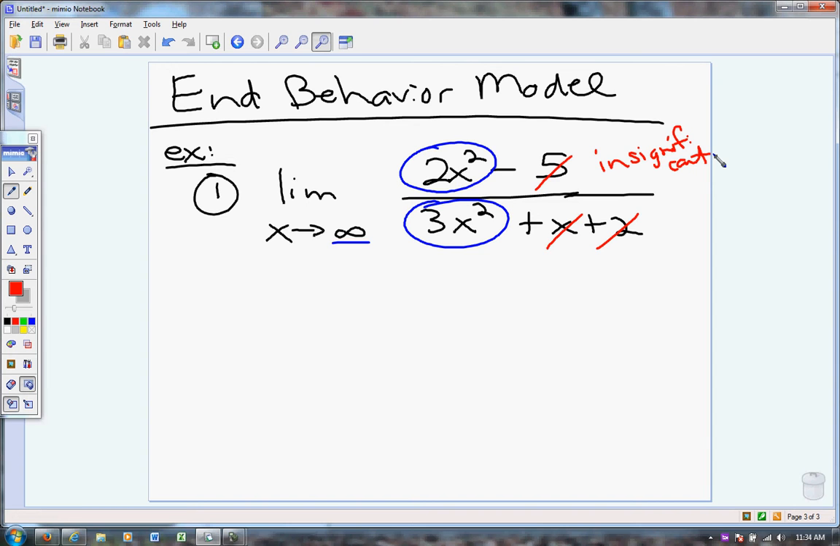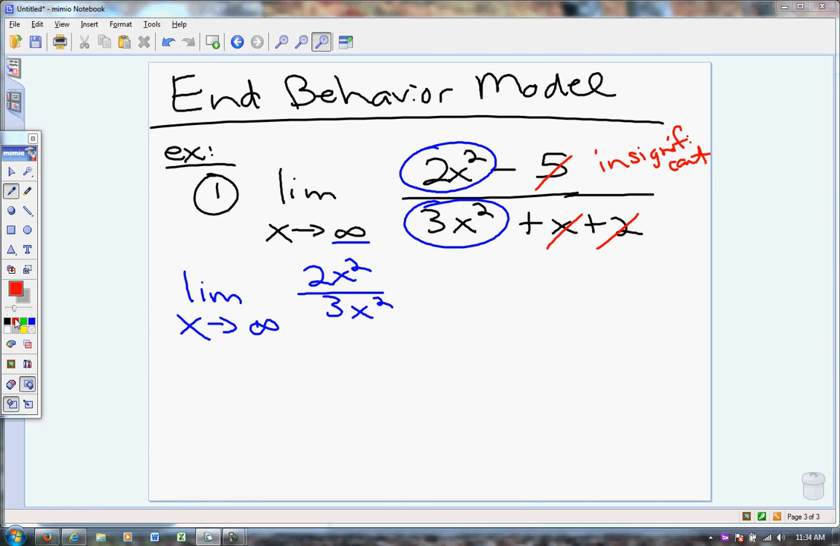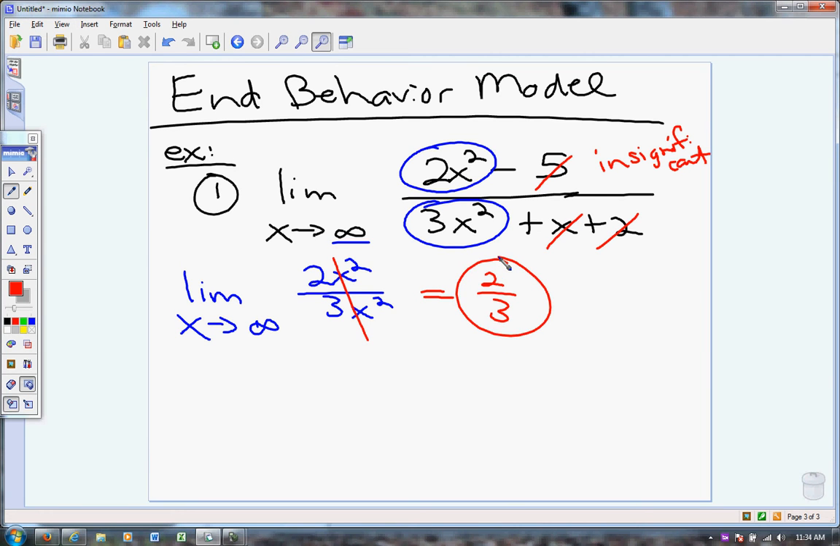And so guess what? We can actually rewrite this limit as the limit as x approaches infinity of just 2x squared over 3x squared. And isn't there an algebraic simplification we can do? Do you see something that we can get out the slasher for? Those go away. And what do we have? 2/3. Problem's done. Okay? So if you have an end behavior model, life is good with the polynomial.